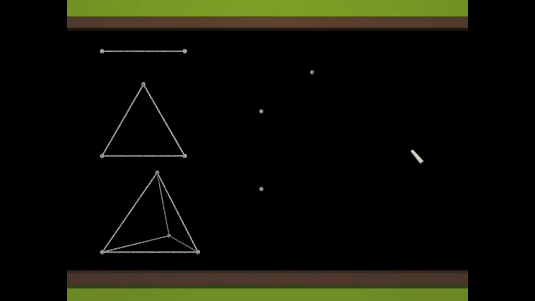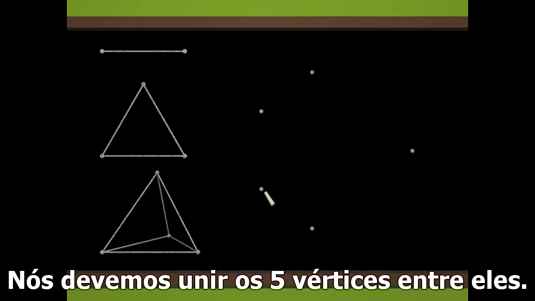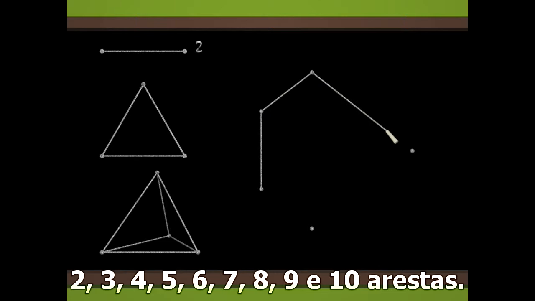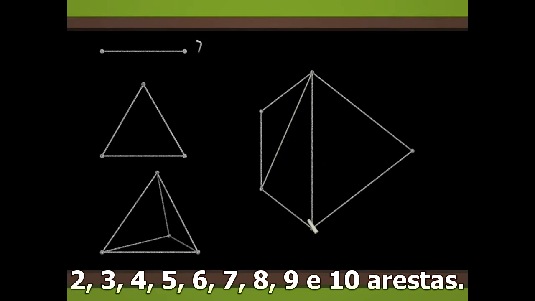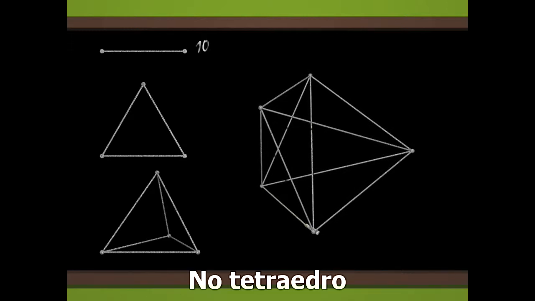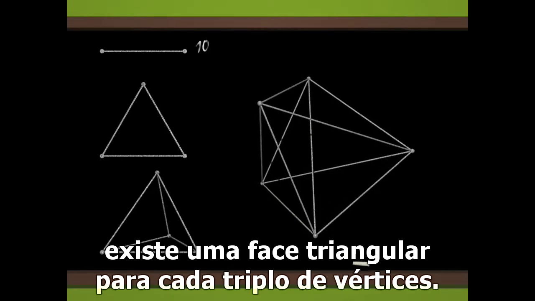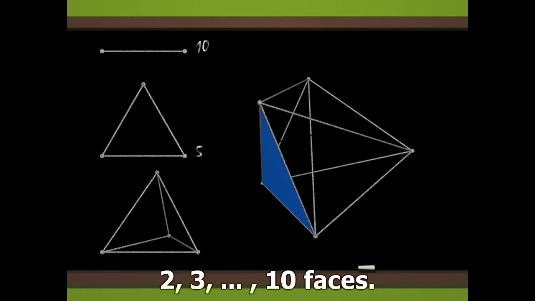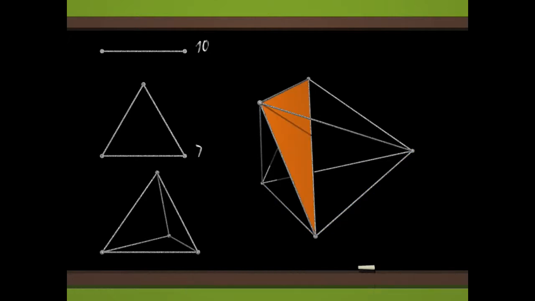Let's go then. For the segment, the triangle or the tetrahedron, an edge connects each pair of vertices. So we have to connect the 5 vertices in pairs. We count 1 edge, 2, 3, 4, 5, 6, 7, 8, 9, and 10 edges. In the tetrahedron, there is a triangular face for each triple of vertices. We proceed in the same way, which gives us 2, 3, 10 faces.